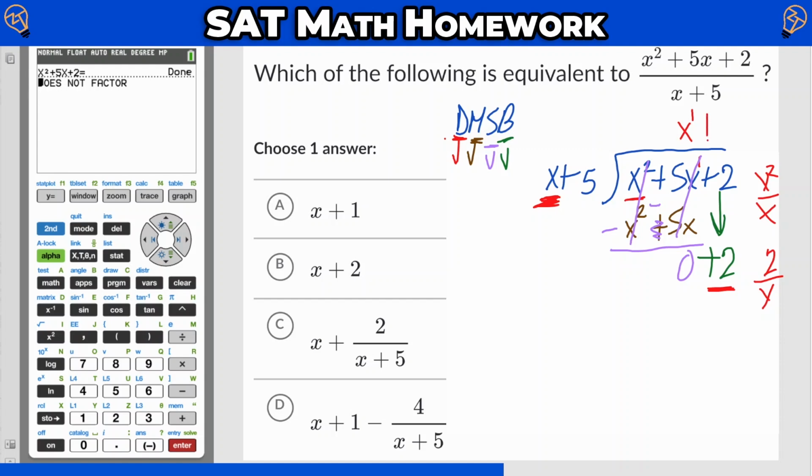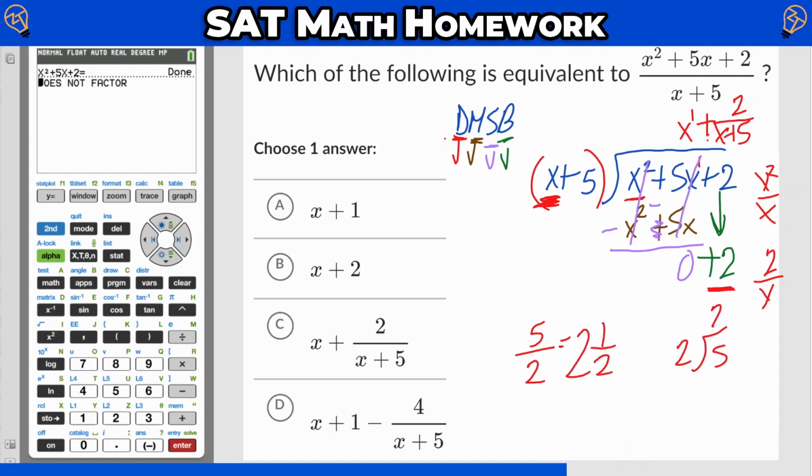So this plus 2 is a remainder, and at this point, you could probably guess the answer's got to be C, right? And it is. But the reason they put it over the x plus 5, think about it like this. If I had 5 over 2, that's 2.5, right? As a mixed number. Well, if I did long division, think about that process. Your remainder ends up going over the divisor. And the same is true.